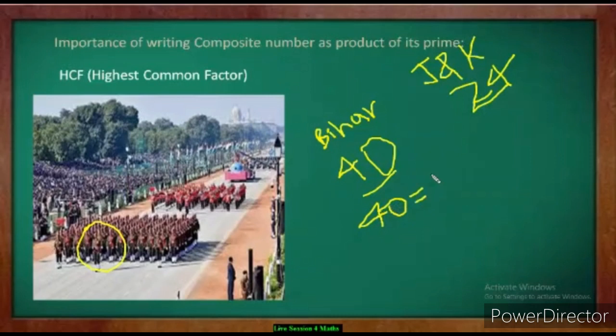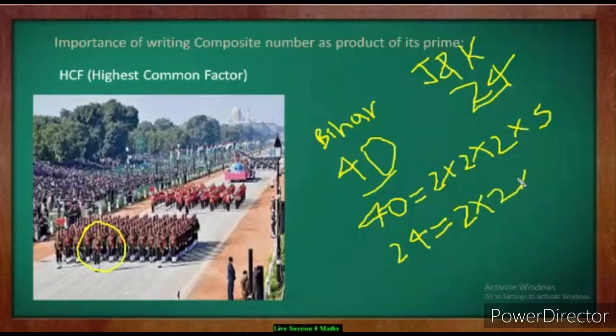We can write the prime factors, that is 2 into 2 into 2 into 5, and we can write 24 equals 2 into 2 into 2 into 3. We can write this.